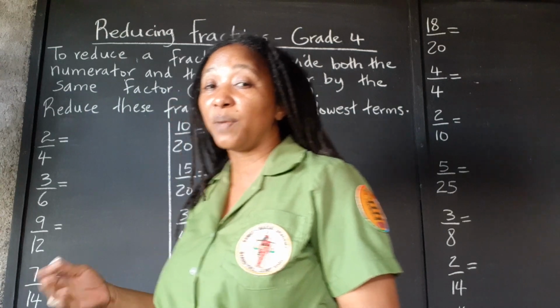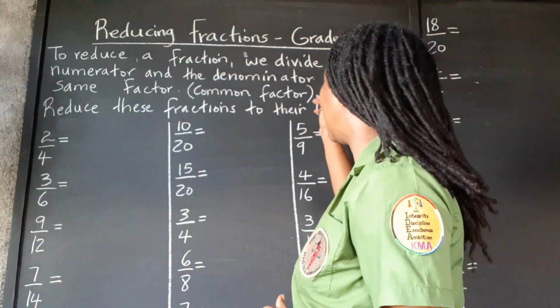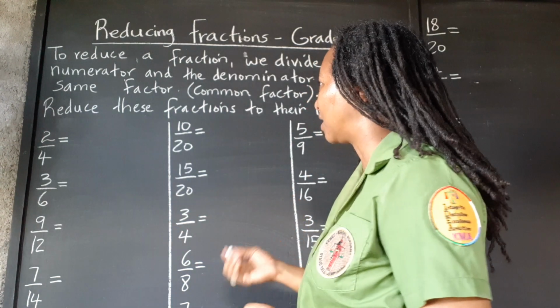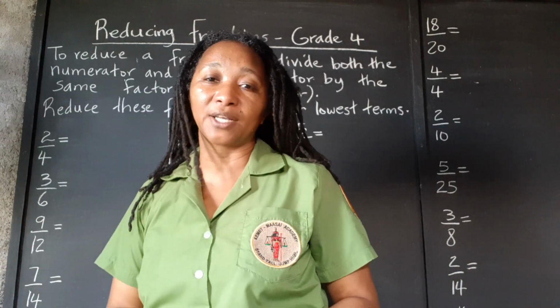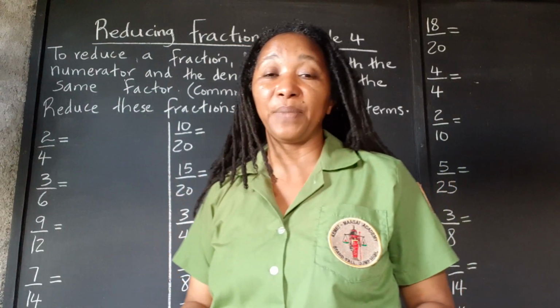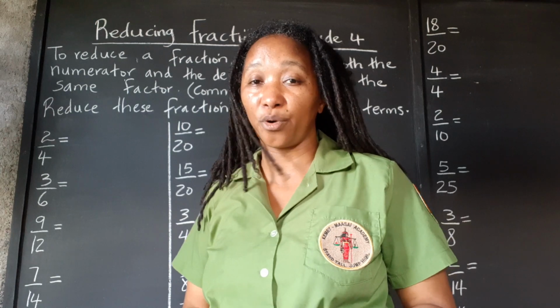So what do we mean by reducing a fraction? To reduce a fraction, we divide both the numerator and the denominator by the same factor or the common factor. And we are usually asked to reduce the fraction to its lowest term. That means as far as we can go until we can't reduce it anymore.